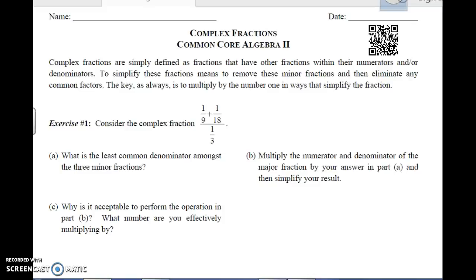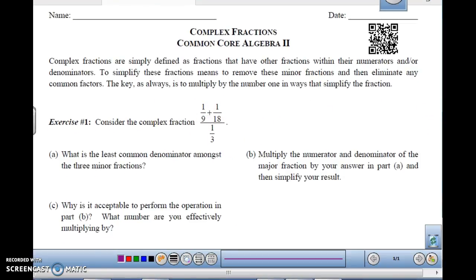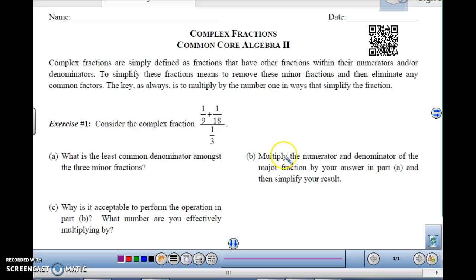This is Algebra 2, Unit 10, Lesson 9 on complex fractions. Now, complex fractions are simply defined as fractions that have other fractions within their numerators and denominators. So basically, it's fractions inside of fractions. Now, there are two ways that we can solve these. There is the longer way, and then there's the shortcut way. I'm going to show you both ways.